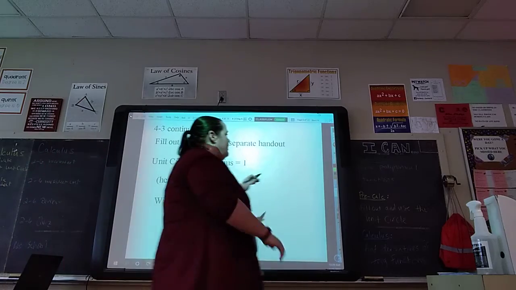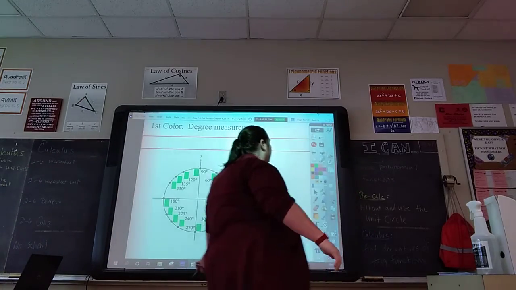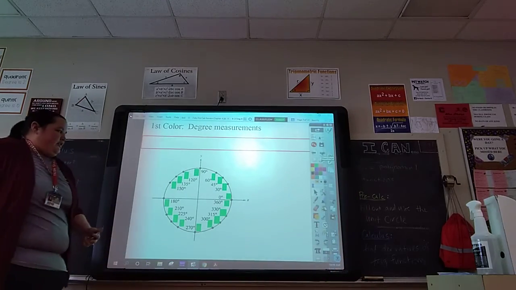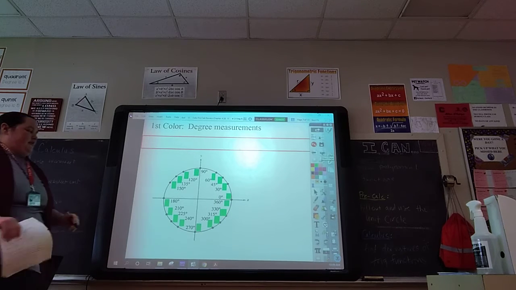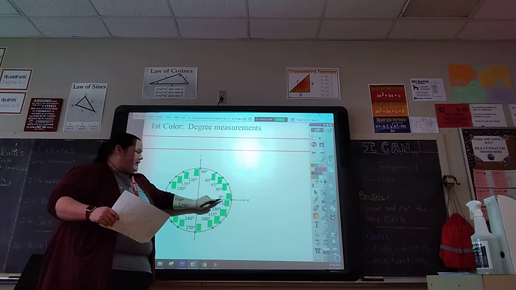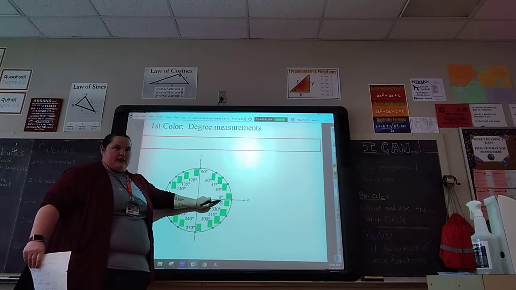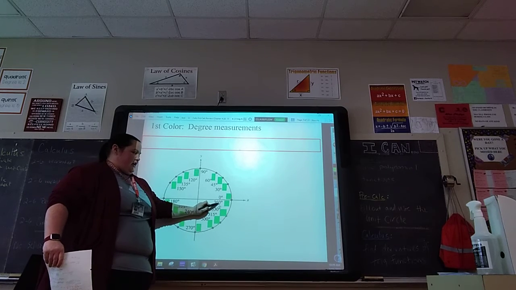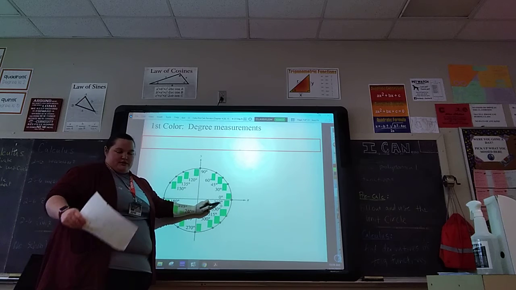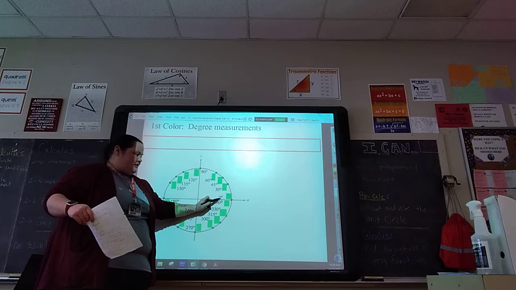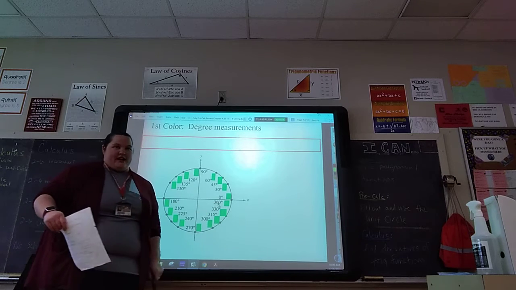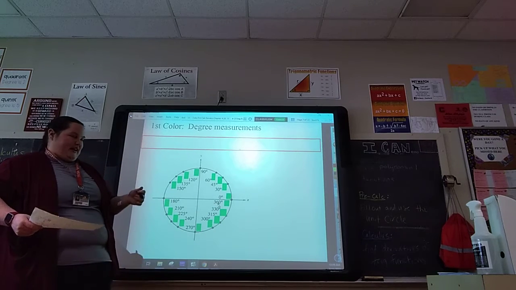Alright, so your first color, you're going to go through and fill out all the normal degrees that we use. So that's all filled in here. So we have 0 degrees. Now if you notice, here is the starting point of our circle, and it's also the ending point of the circle. So this one actually has 2 different degree measurements. So the number above the line is 0 degrees. That's where it starts. The number below the line is 360 because that's where the circle would end.